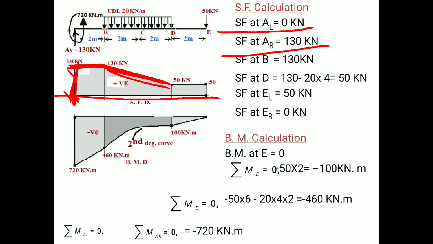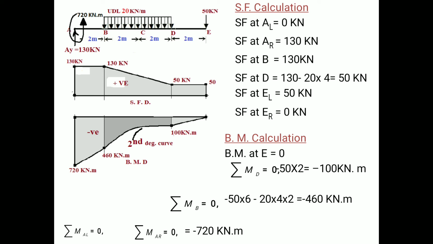Again, from D to E, no load is acting over that particular span. Therefore, this 50 kilonewton will remain as it is, and again we will join it to the zero line. So in this manner, we have drawn the shear force diagram for the given shear force values.